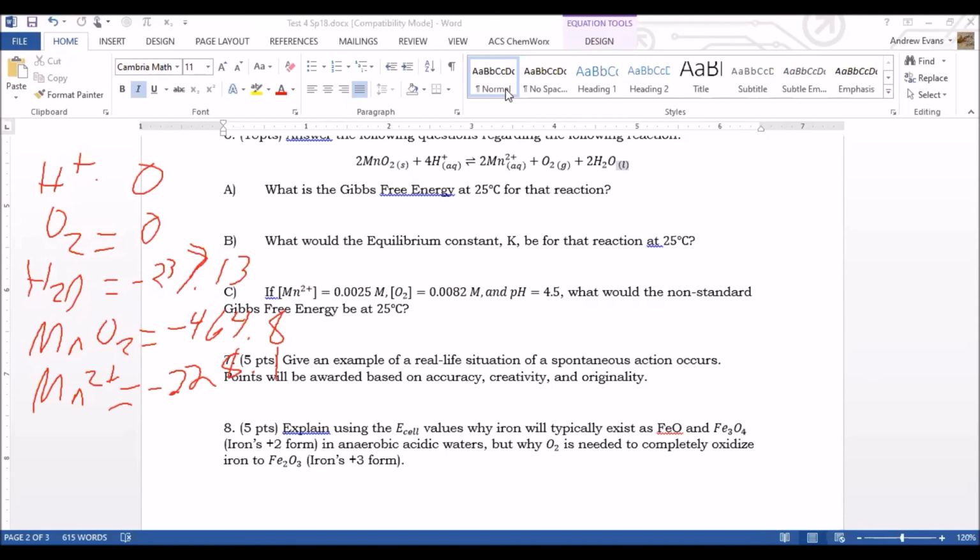So products: water, negative 273.13 times 2, plus my Mn2 plus, which is negative 228.1 times 2, minus my reactants.